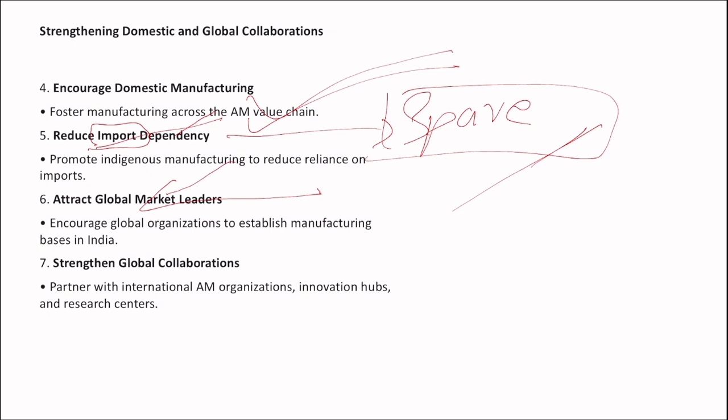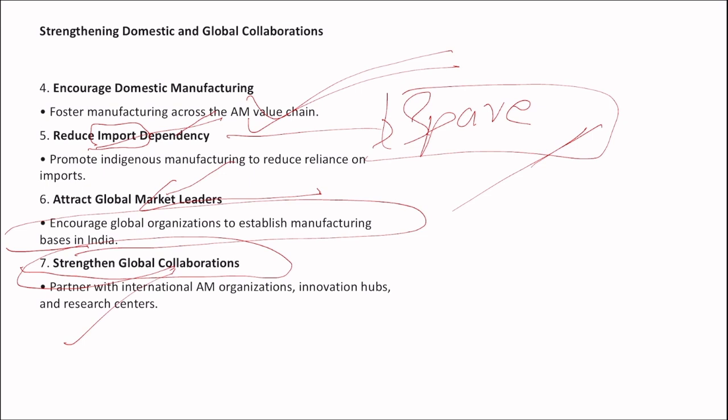We should also attract the global markets and make sure that they establish their firms here, manufacturing bases in India, and also make sure that they teach our Indians, so that our workforce will be skilled. And next, we should also strengthen our global collaborations. We should collaborate with them, and we should put up research centers and all.